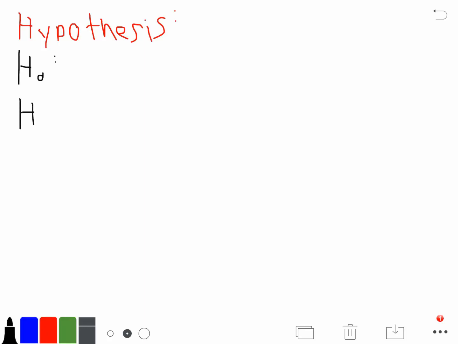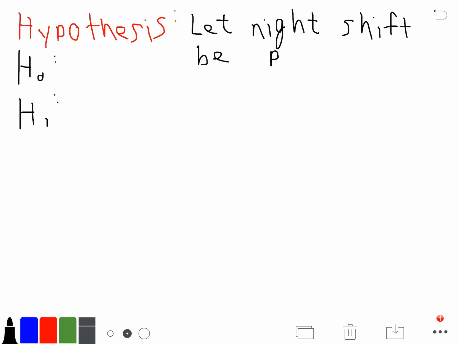So start off, we're going to make a hypothesis just like we normally do. We have H naught, H sub 1. Now H naught always has an equal to sign, but we don't know what we're setting equal to right now, because we have two different populations. We have night shift and day shift. So we're going to have to signify which one's which. I'm going to let night shift be population 1. It could have been 2, I just happened to choose 1.